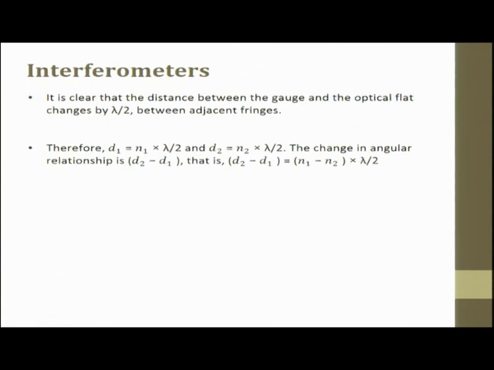It is clear that the distance between the gauge and the optical flat changes by lambda by 2 when adjusting fringes. Therefore, D1 is given as N1 lambda by 2, D2 is given as N2 lambda by 2. So, D2 minus D1 is this, which we already saw. This relationship is used to measure the flatness error on the surface. Thank you.